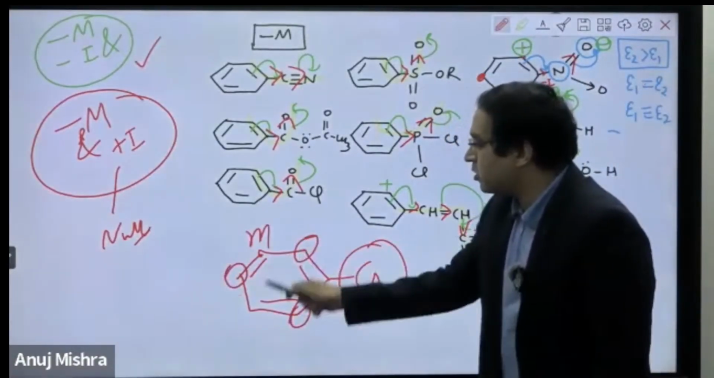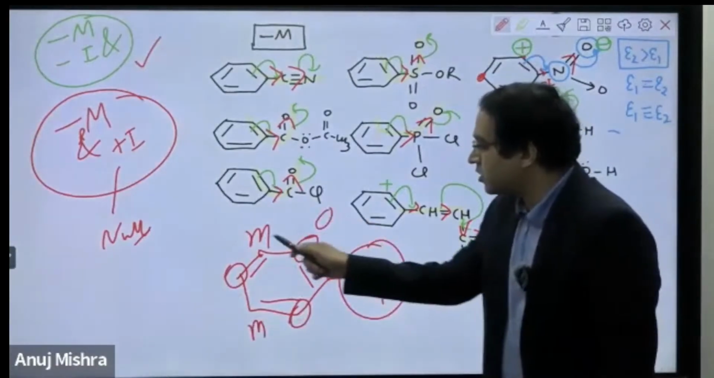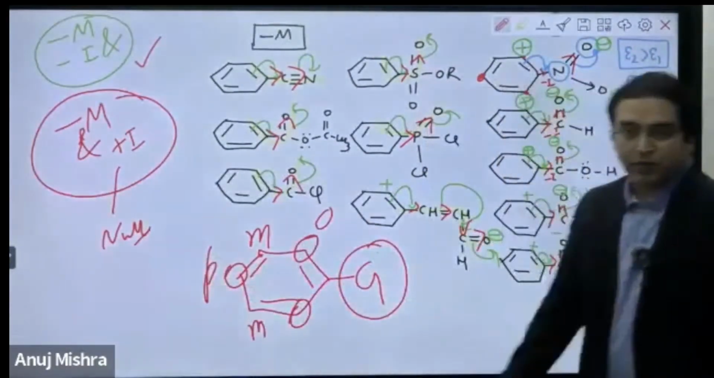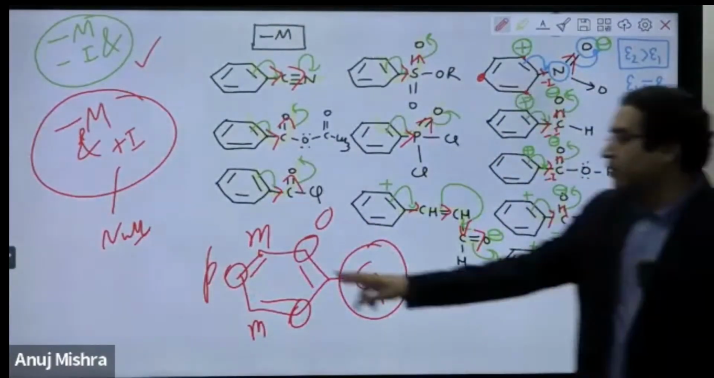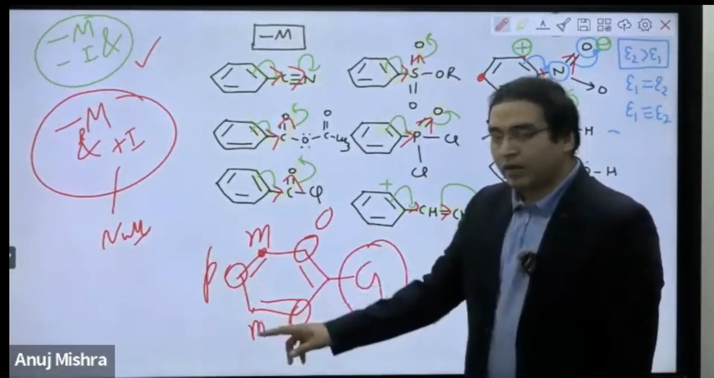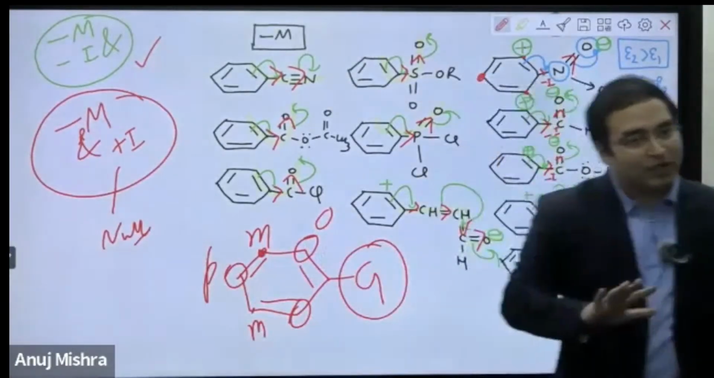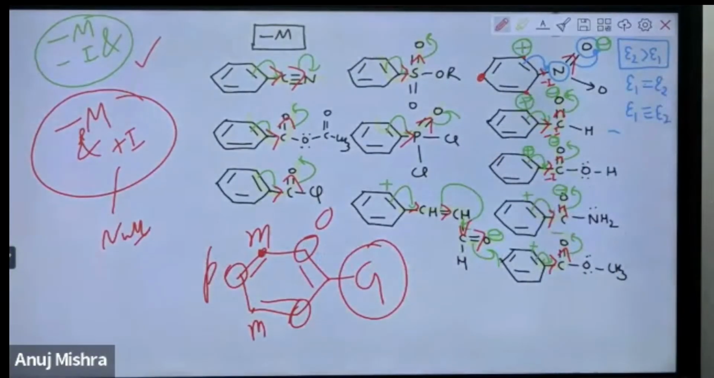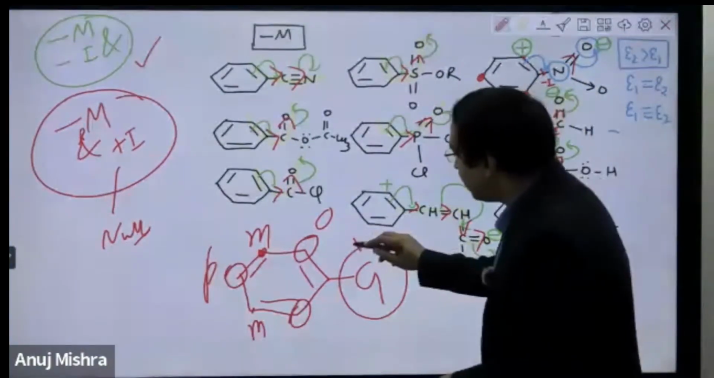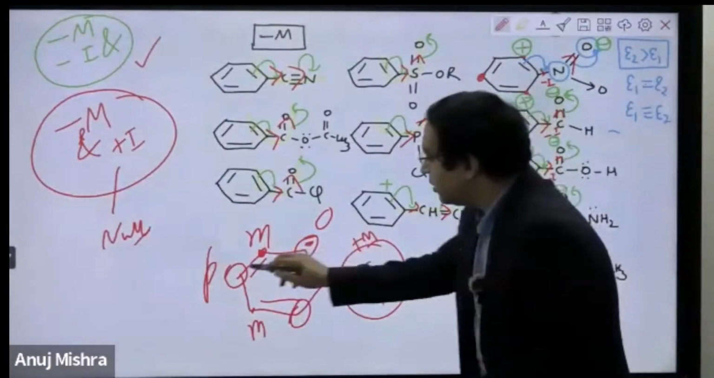Nobody's bothered about meta position. This is called ortho position. This is meta. This is para position. I hope you know this. Ortho, meta, para. So at the meta position, nothing is coming. If it is plus M, there is no charge coming up. If this is minus M, still no charge is coming up. Is it clear? But remember, if it is plus M, you are getting a minus charge here.